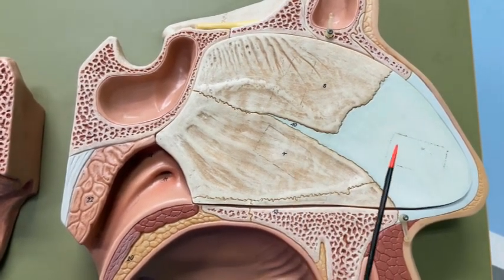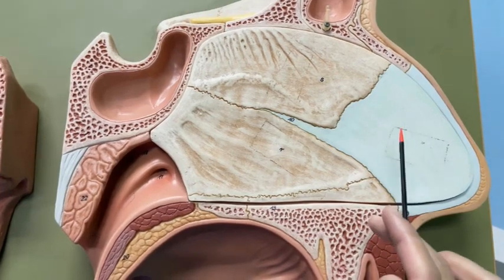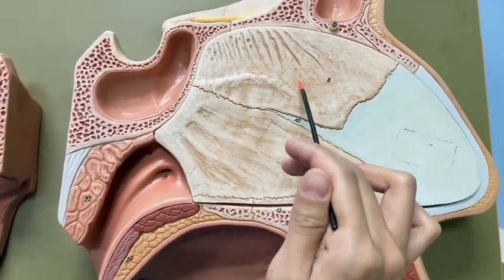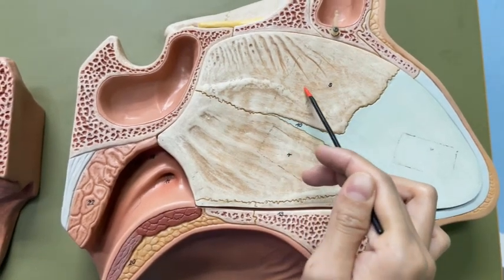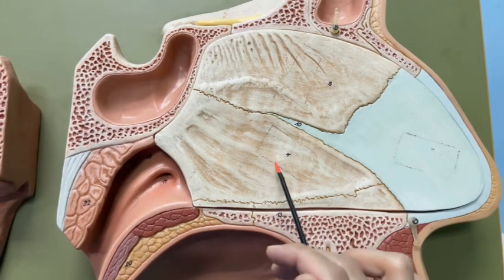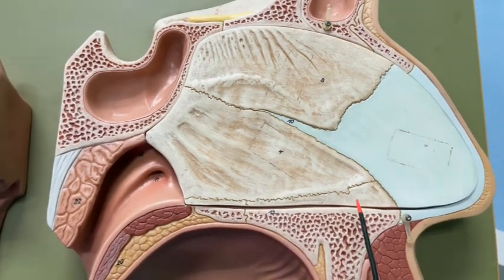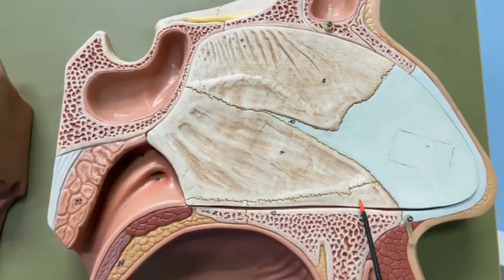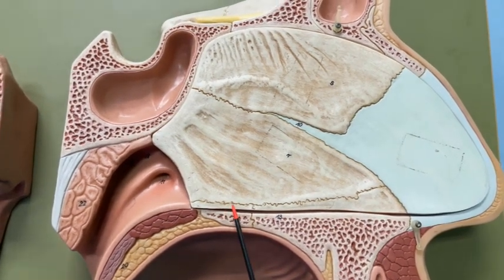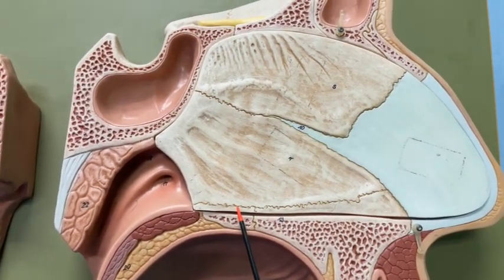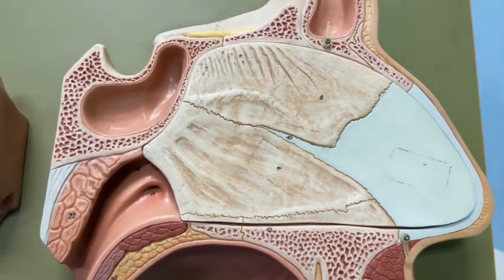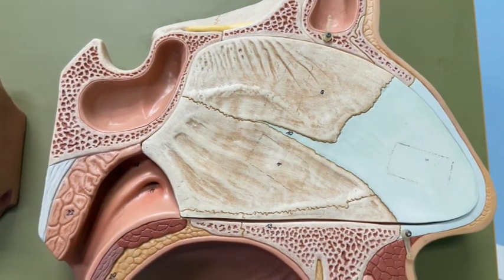This nasal septum is comprised of septal cartilage anteriorly. Superiorly, this is the perpendicular plate of ethmoid, and inferiorly, this is vomer. And if you look here, this is the nasal crest of maxilla, and this is the nasal crest of palatine bone.